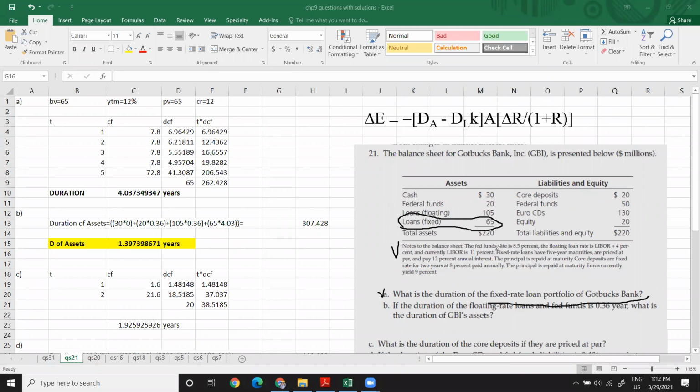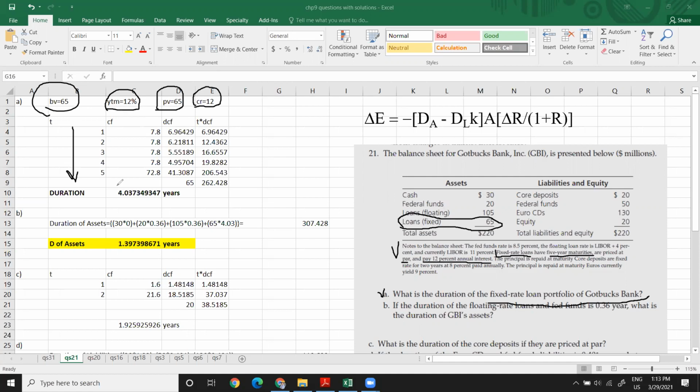First of all, the fixed rate loan has 5-year maturities, from 1 to 5. And it's priced at par, okay? It means the value of this loan is at par, which means the bond value is equal to par value. So we have here the value, which is 65. The par value is 65. So this makes our YTM, the yield to maturity, equal to the coupon rate, 12%. So the annual interest rate is 12%.